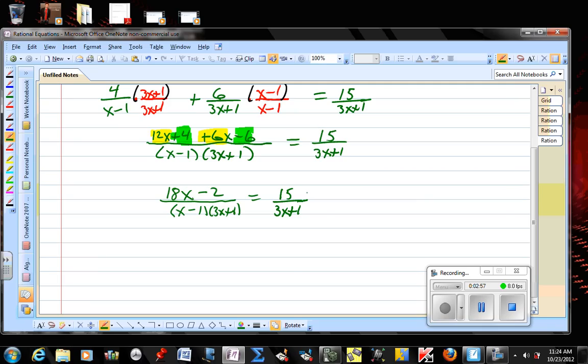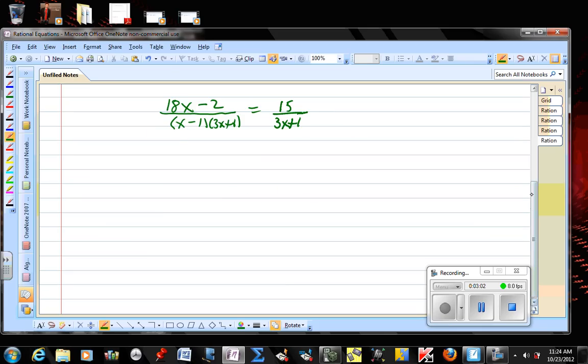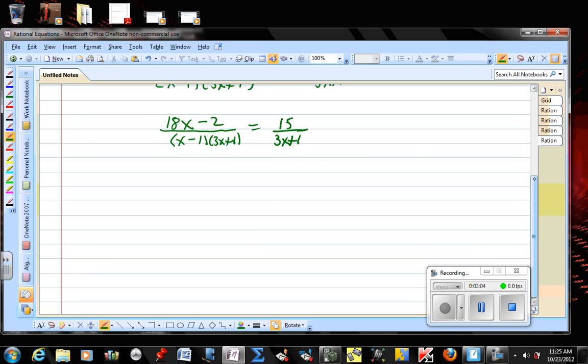Now, the next step is where we have different paths to take. We can make a choice. The next step for us to work on is to consider cross-multiplying, and we can certainly cross-multiply, so let's do that. If we were to cross-multiply, we would get on the left side the quantity 18x minus 2 times the quantity 3x plus 1. And then on the right side, we would get 15 times the quantity x minus 1 times the quantity 3x plus 1.